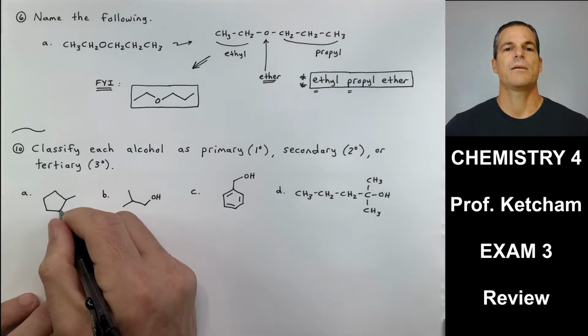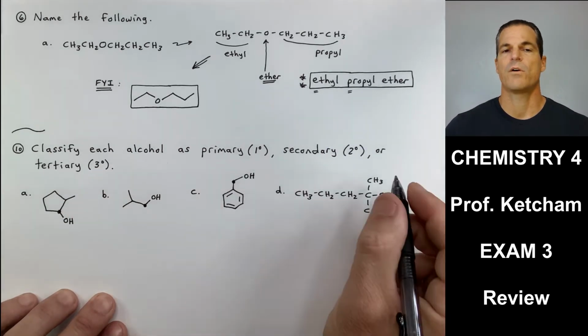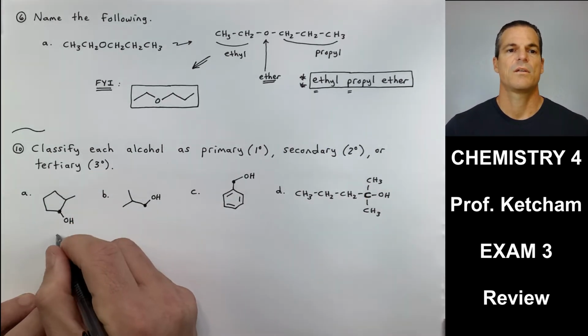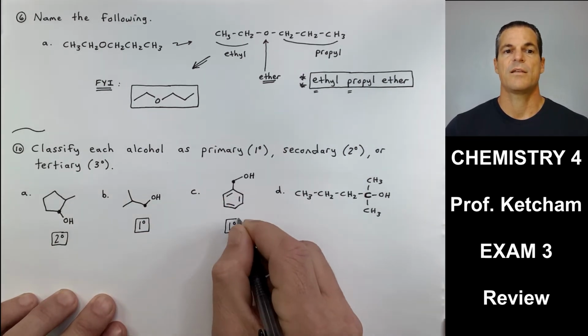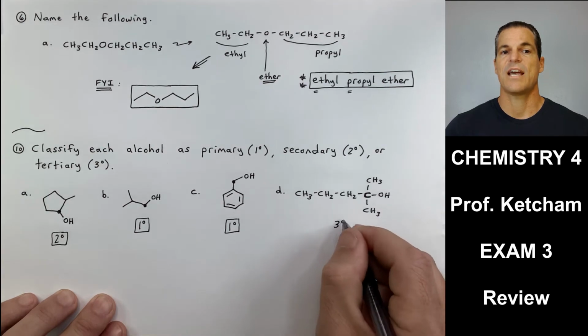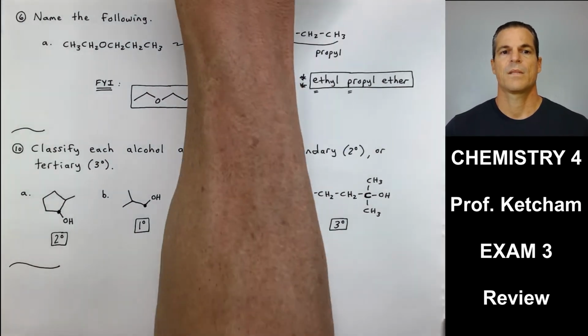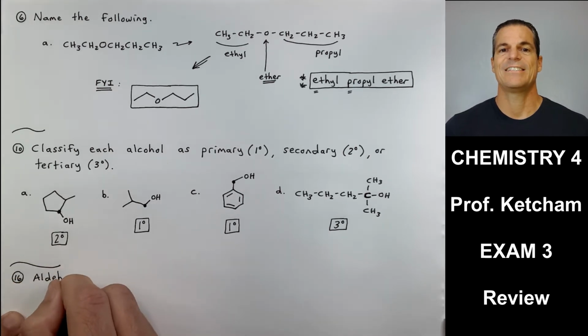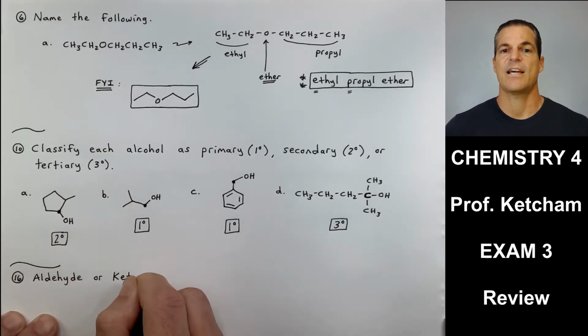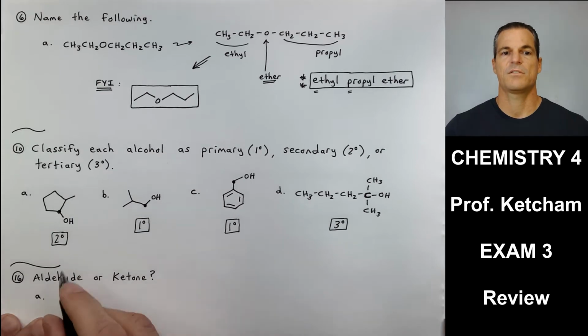So I'm putting big dots on the carbon I need to focus on because it's attached to the OH. So in A, the carbon is attached to 2 other carbons, secondary. In B, the carbon's attached to 1 other carbon, that's primary. C, primary. And D, the carbon I've highlighted, is attached to 3 other carbons, so it's tertiary.